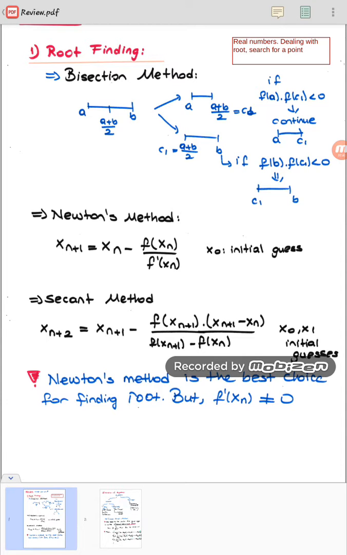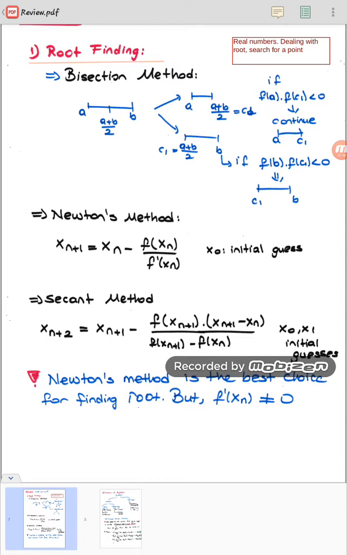But what is the thing here? To go to nonlinear system solution, I want to give a brief reminder of what we did previously. We discussed root finding with three topics, as well as the coding in MATLAB: the bisection method, Newton's method, also known as the Newton-Raphson method, and then the second method.